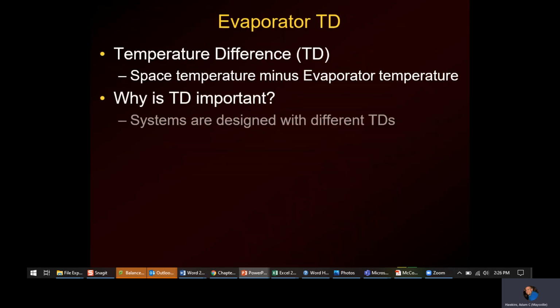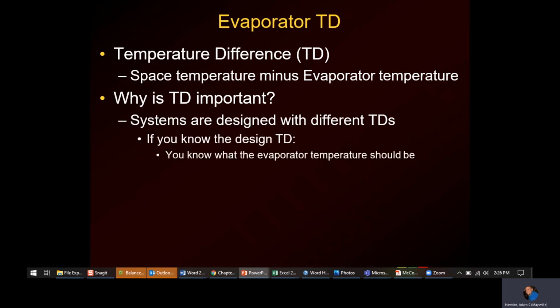All right, evaporator TD: space temp minus the evaporator temperature, or space temp minus your suction saturation temperature, right? So why is TD important? Well, for one, you kind of need to know what type of system you're working on. So up until now, we've operated under the assumption that every evaporator is 30 to 35 degrees cooler. As we go on through this class, but more so through your commercial refrigeration class, we talk about low and medium temperature applications. You'll actually see that that's not always the case.